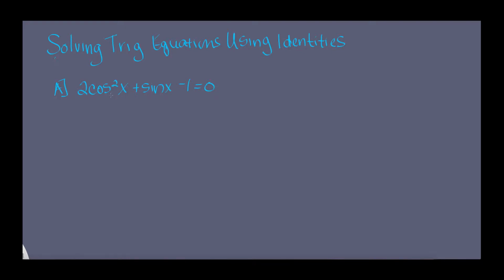We can't factor this because cosine squared of x and sine of x are essentially two different variables, right? I can't do a let u equal cosine of x, because we have a sine of x. So one strategy is to see if it's possible to rewrite the entire equation in terms of one function. And this should look familiar to you, right?